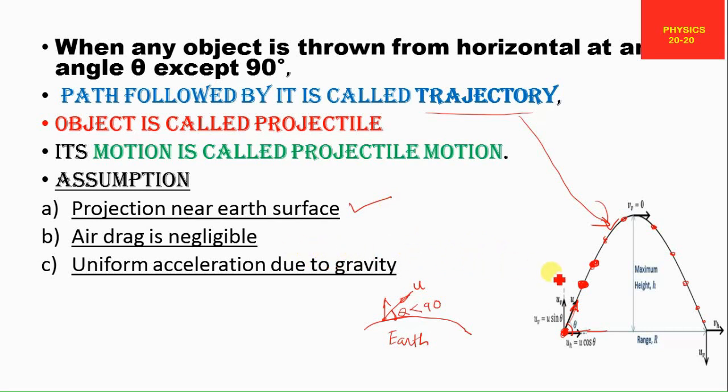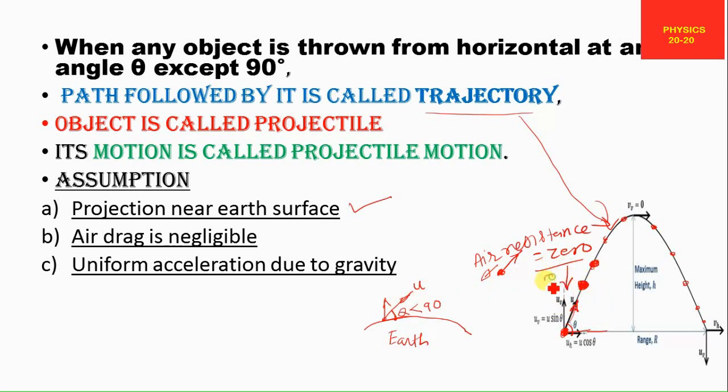Another assumption that has to be made is that the air resistance during the movement of the projectile is zero. That means there is no air drag on the projectile. Let us suppose the projectile is moving in this direction. So there should not be any air resistance. Resistance equal to zero. That means there should not be any air drag.